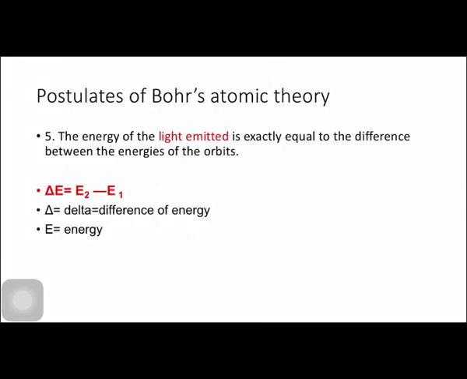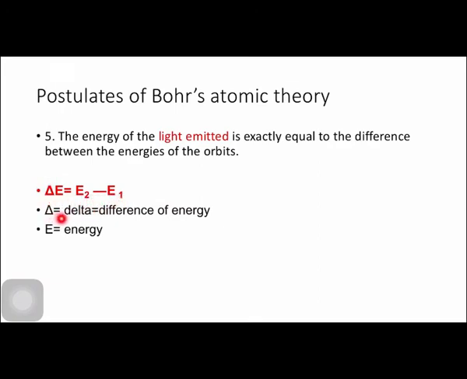Postulate 5. The energy of light emitted is exactly equal to the difference between the energies of the orbits. This postulate tells us about the amount of energy released by an electron while changing the orbit, and it is given by the equation delta E is equal to E2 minus E1.